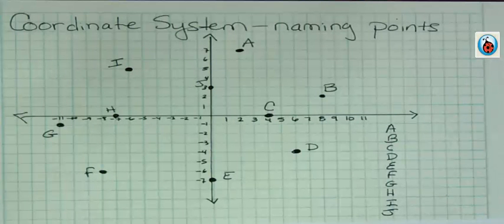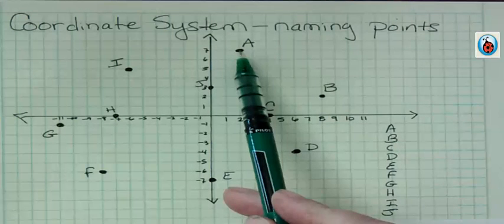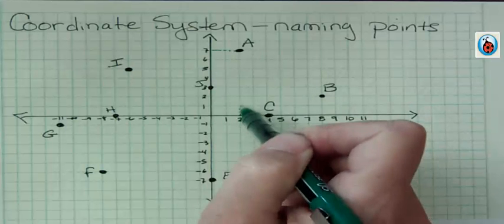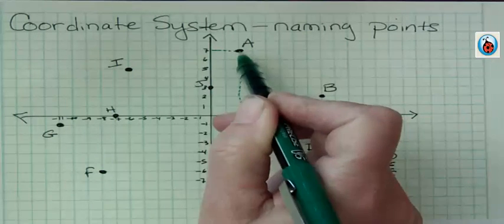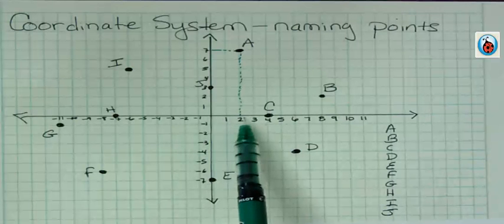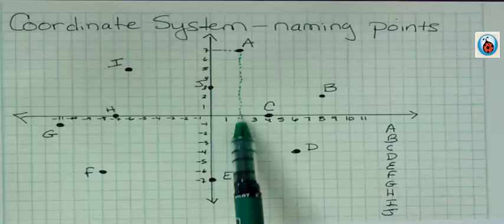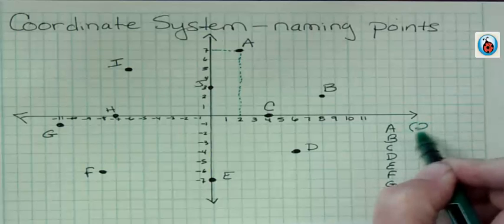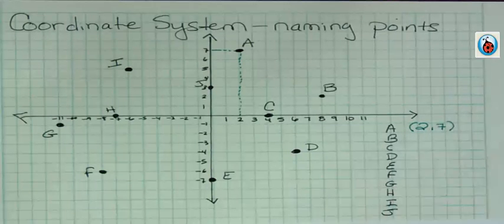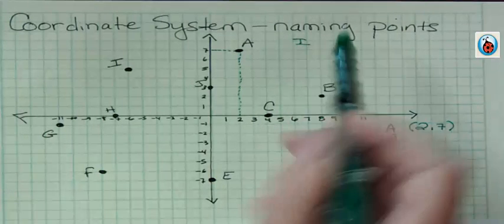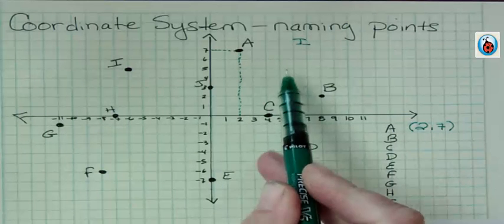So let's take a look at A. If I want to name A, I'm interested in how I would get there from the two axes. First of all, for the x, I'd have to go over 2, and then for the y I have to go up 7. So the ordered pair is 2, 7. It makes sense that it's positive positive, because the only way to get into the first quadrant is if I have a positive positive point.